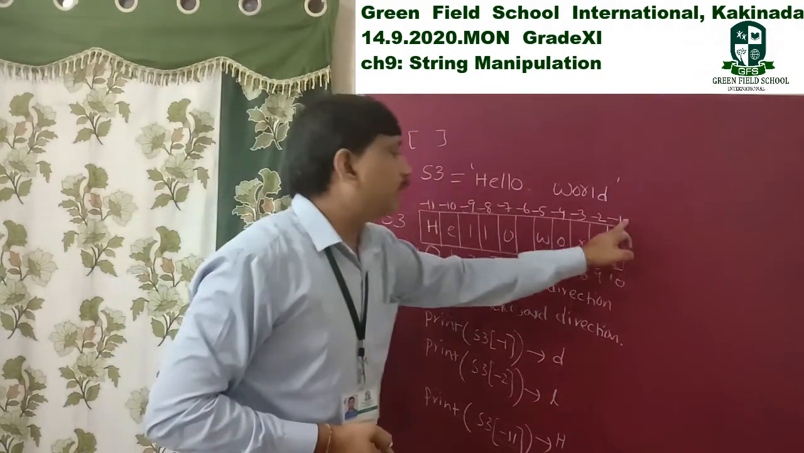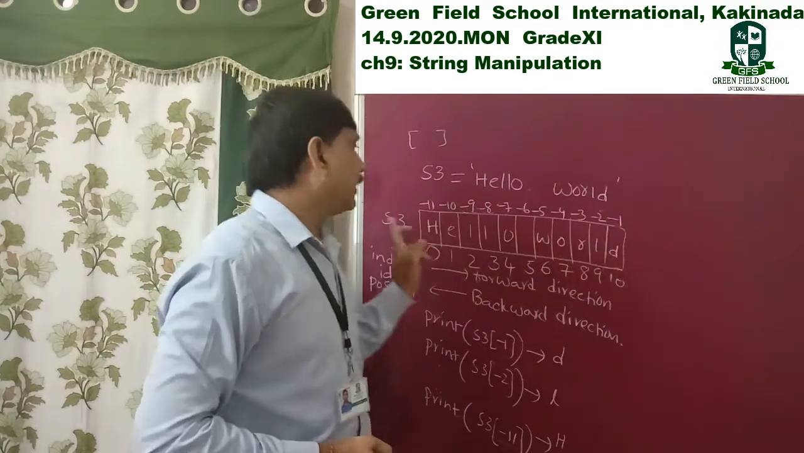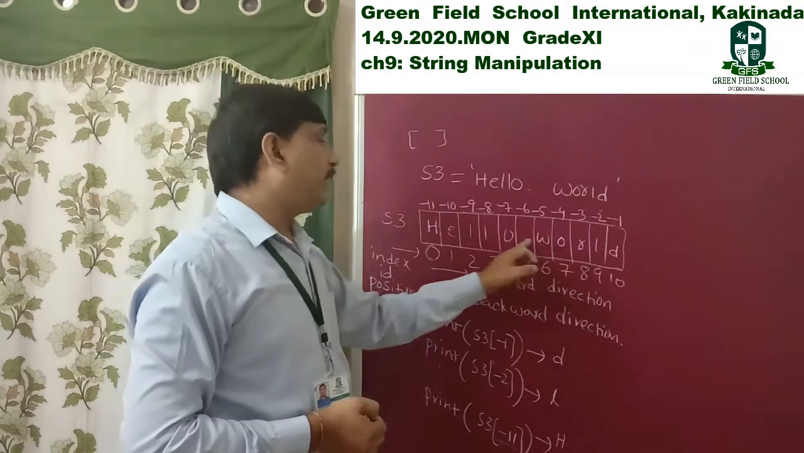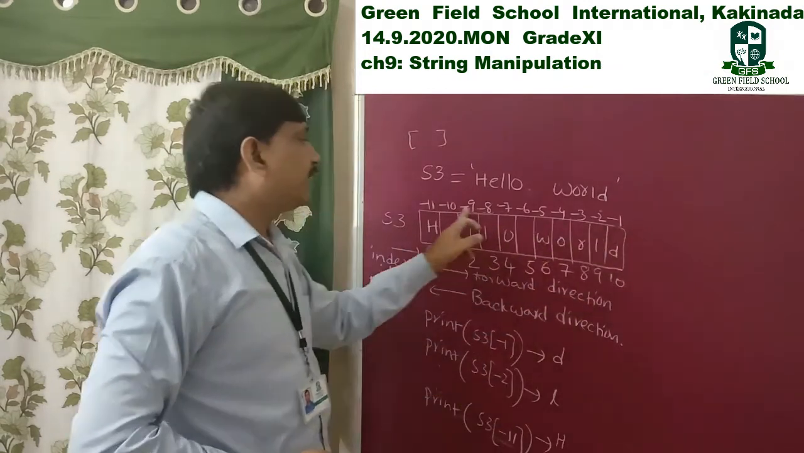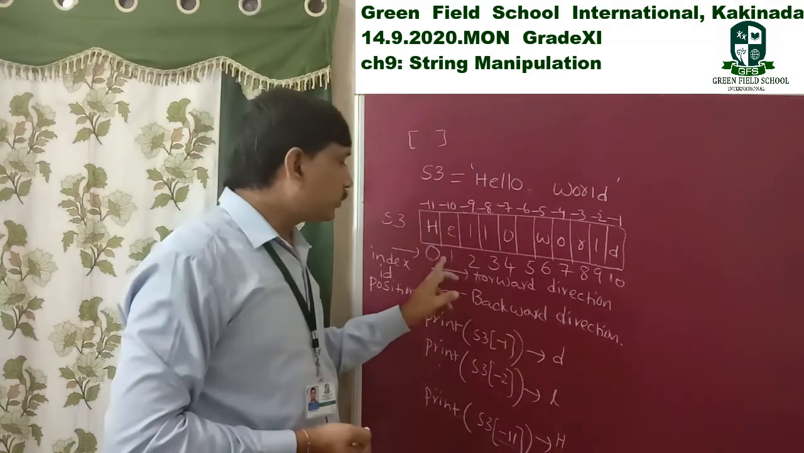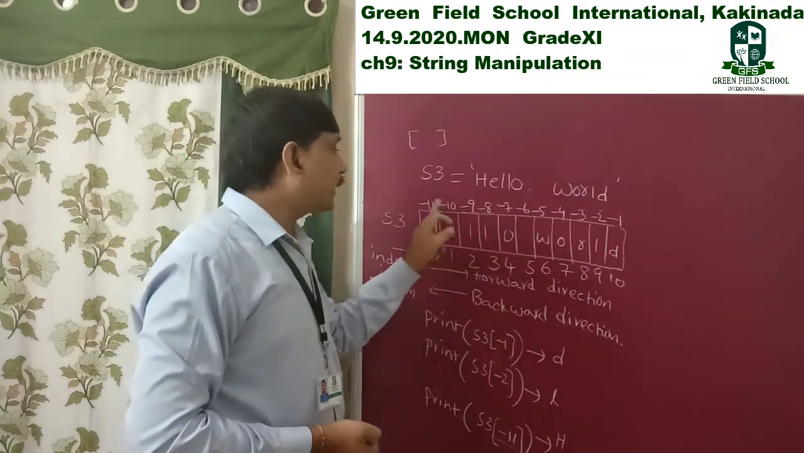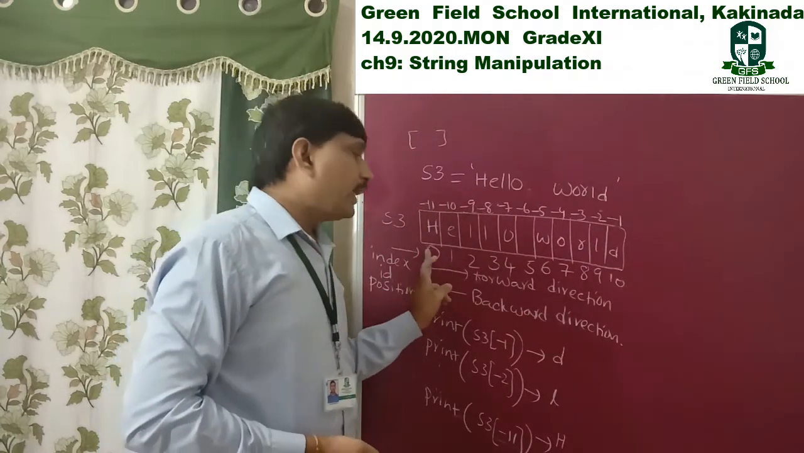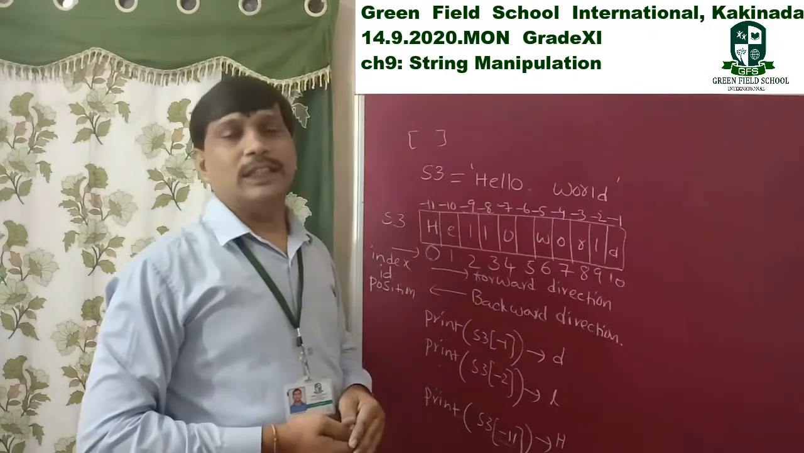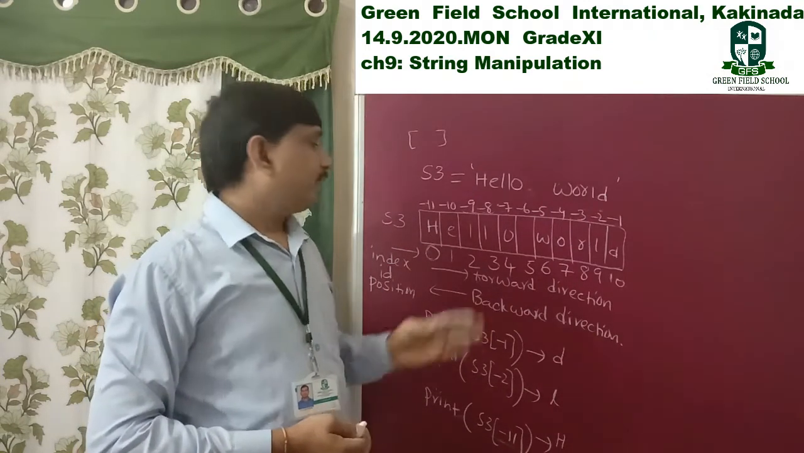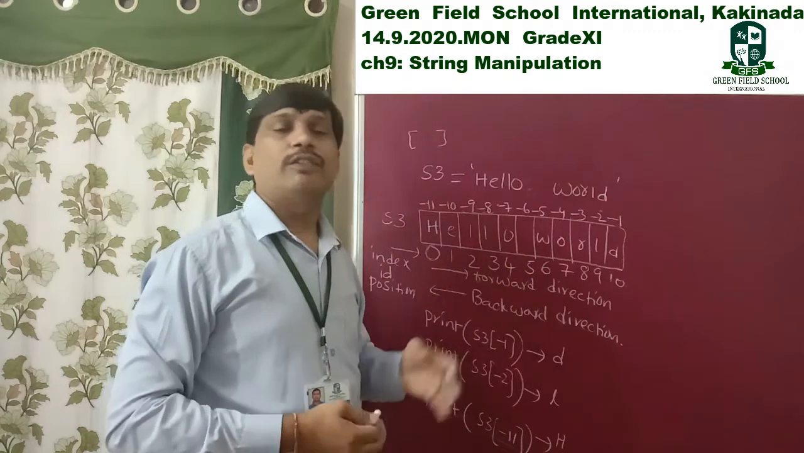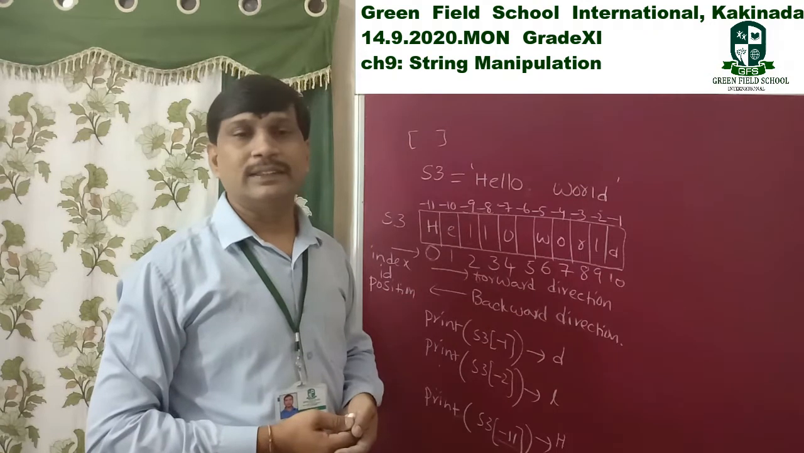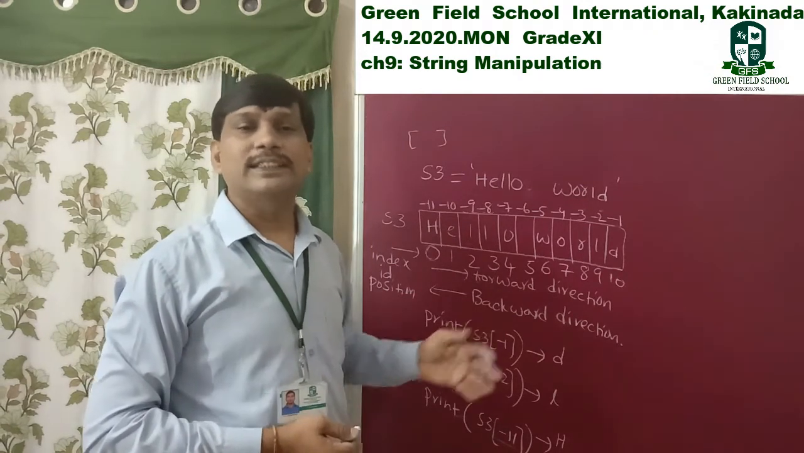So S3 of -1 is D, S3 of -2 is L, S3 of -3 is R. Like that we access each and every character by using the negative index also. So positive index means forward direction, left to right, and negative index means right to left. We can access either in the forward direction or the backward direction. That is the basic concept of strings.